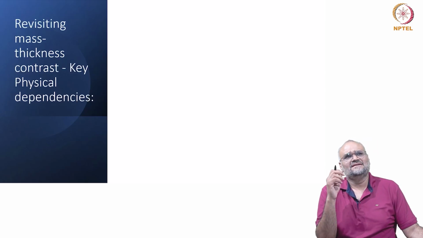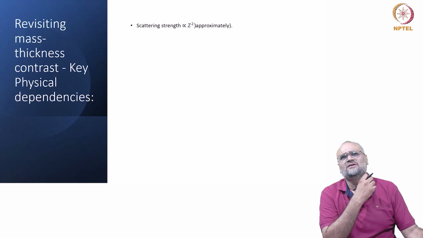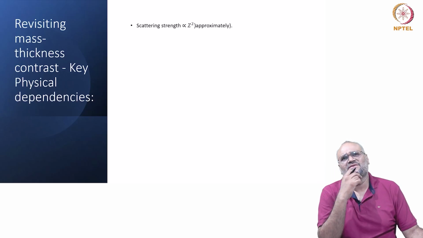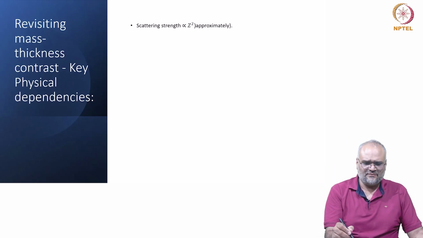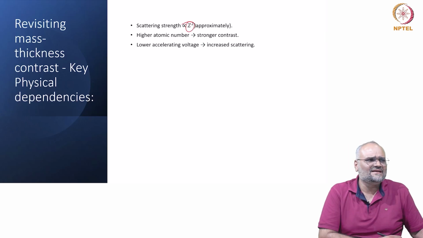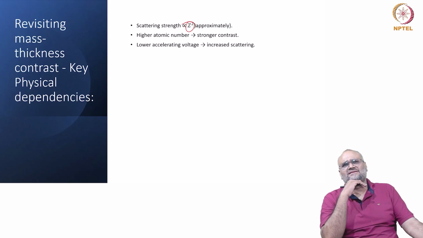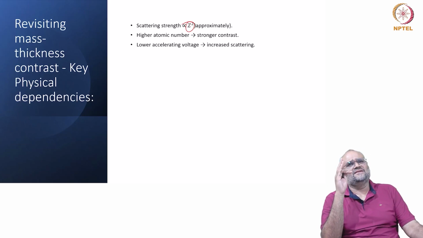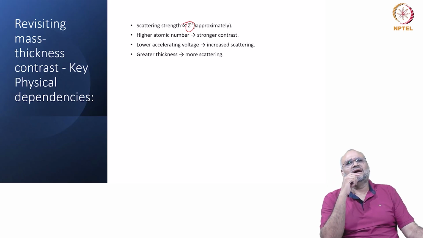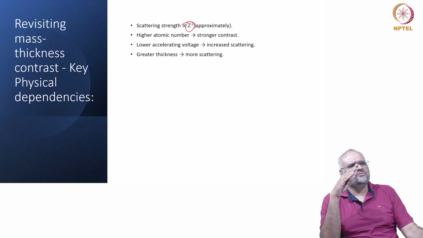So the physical dependencies that alter the mass thickness contrast, especially in STEM mode, are the scattering strength. If I go to the Rutherford scattering expression, it is somewhat proportional to the square of the atomic number. The higher the atomic number, the stronger the scattered intensity, the stronger the contrast is. If you have a lower accelerating voltage, the angles of scattering change significantly and you have a stronger interaction as well. You have greater thickness, that means you also have more scattering.